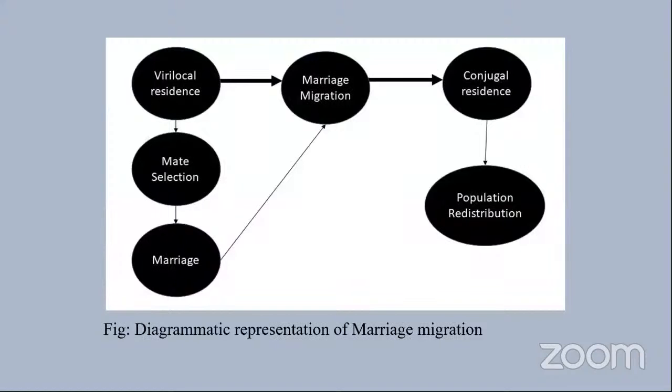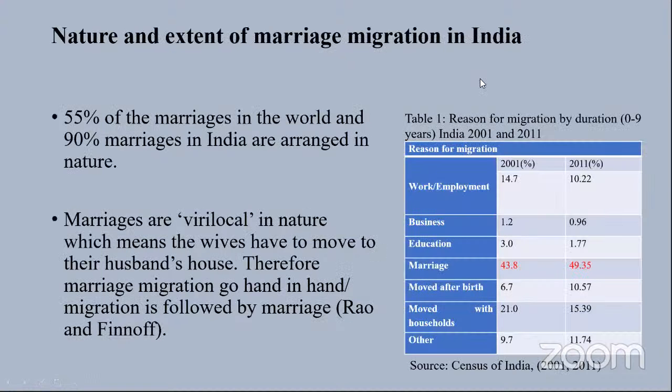This is the diagrammatic representation of marriage migration. First is the local residence of a woman, that is the place where she was born. From there, mate selection happens and then marriage happens, that ultimately leads to marriage migration. From there, she moves to her conjugal residence, and that leads to population redistribution in the place of origin and the place of destination.